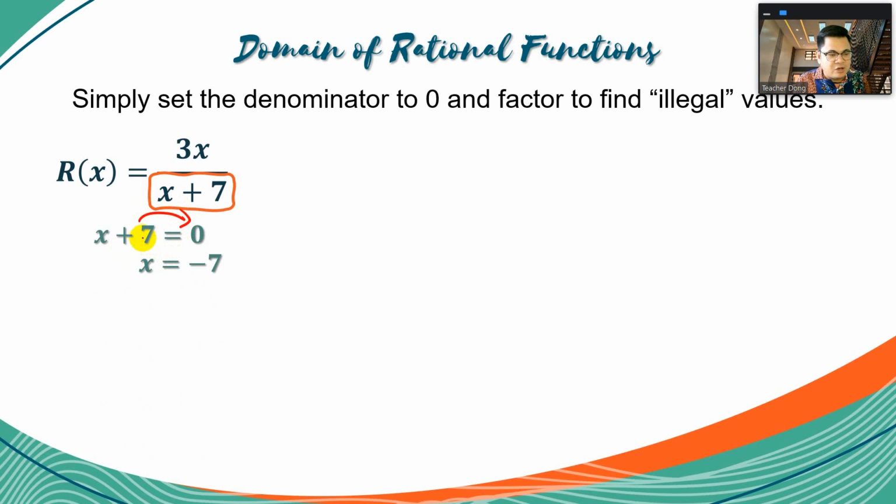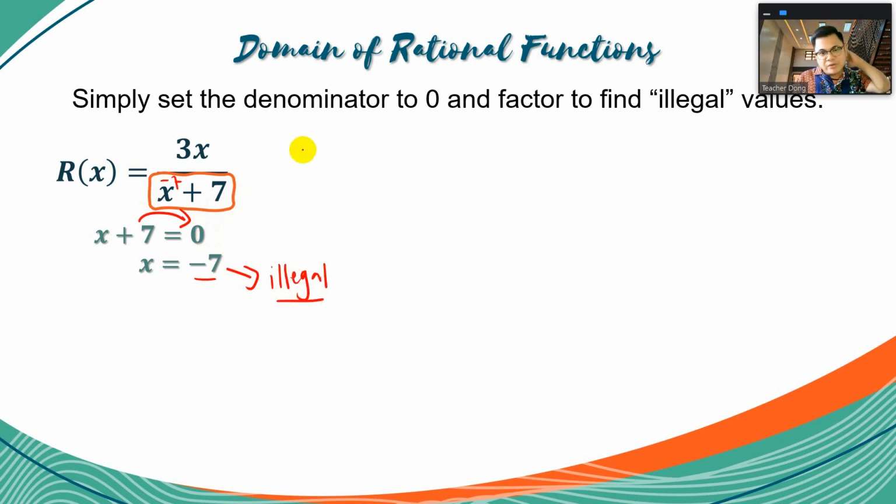So positive 7, and the opposite of positive 7 is negative 7. That's why the value of x is negative 7. So this one is what we call the illegal value, which is negative 7. When we say illegal value, these are the values that cannot be substituted in the denominator because it will make the denominator 0, and if the denominator is 0, according to our previous slide, the rational function will become undefined. So in this case, if we substitute negative 7, negative 7 plus 7 is 0, and of course we cannot have a denominator of 0. That's why we call it illegal value.